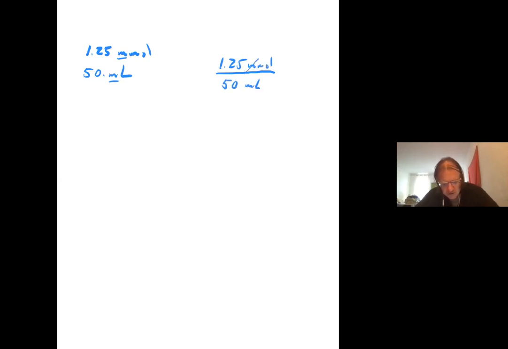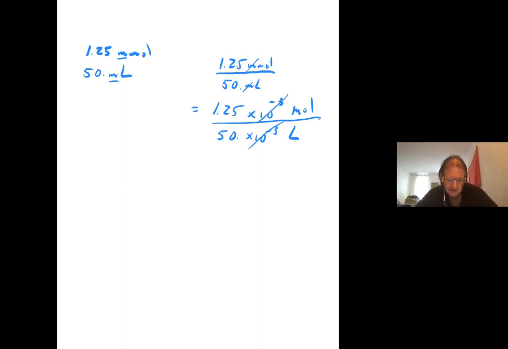Because the millis cancel. But why do prefixes cancel? Because they're just numbers. A milli is a letter representing a number. Milli is representing 10 to the minus 3. So if you have 50 times 10 to the minus 3 liters, that's 50 milliliters. Well, then the 10 to the minus 3 just cancel. That's why if it's the same prefix, you can cancel.